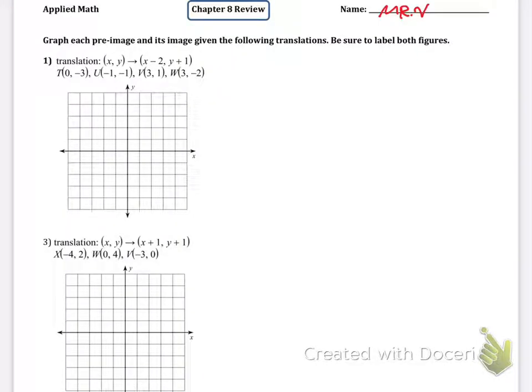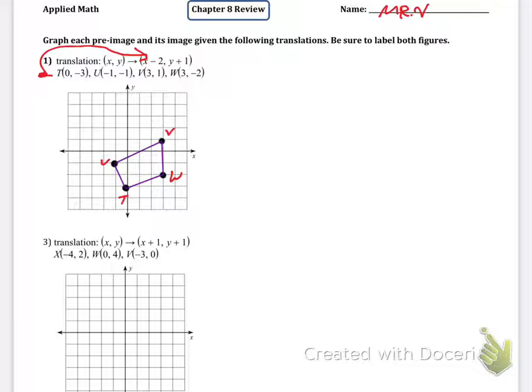All right, for the first one here, it just says graph each pre-image and then its image given the following translations. So you just got to graph both of them, or graph the original image here and then the translation of what's going to happen. So I'll do that quick.